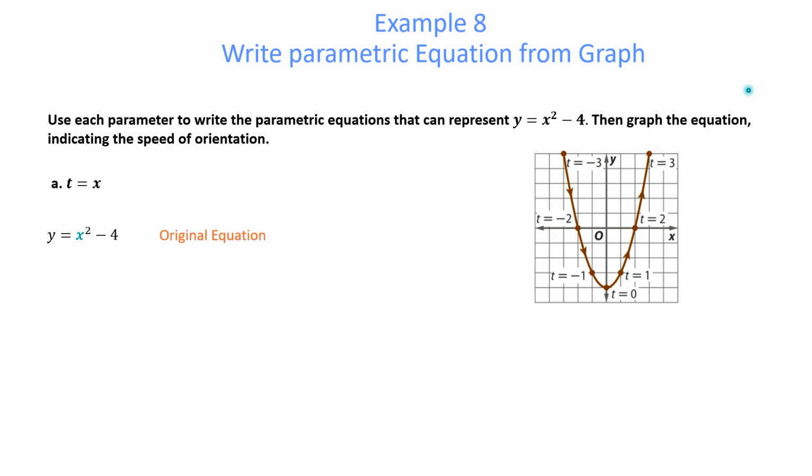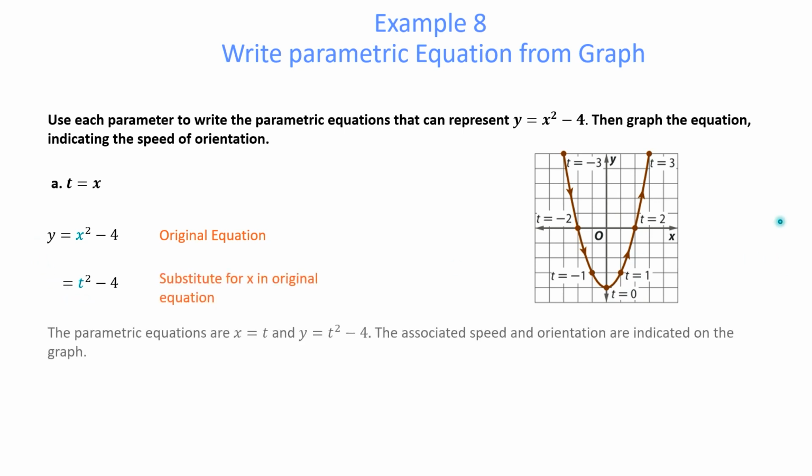So this is the original equation we have. Here we have x equal to t. So in the original equation we substitute x as t. So we get y equals t square minus 4. The parametric equations are x equal to t and y equals t square minus 4. The associated speed and orientation are indicated on the graph.